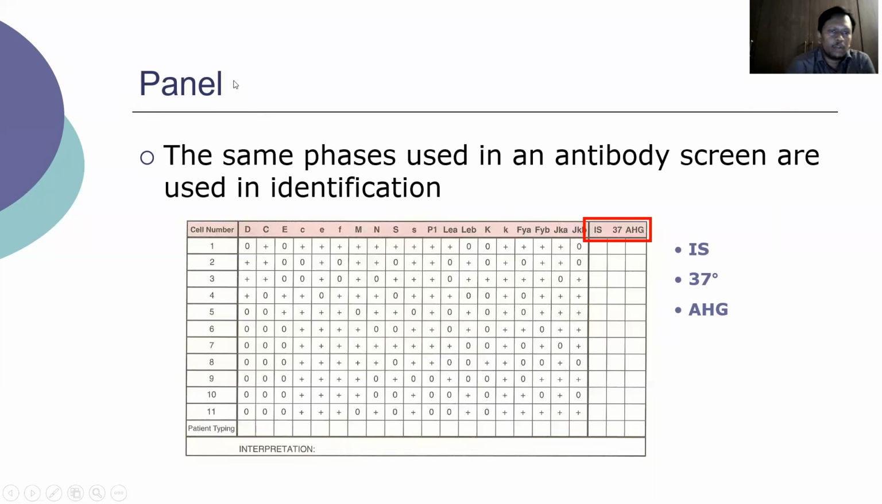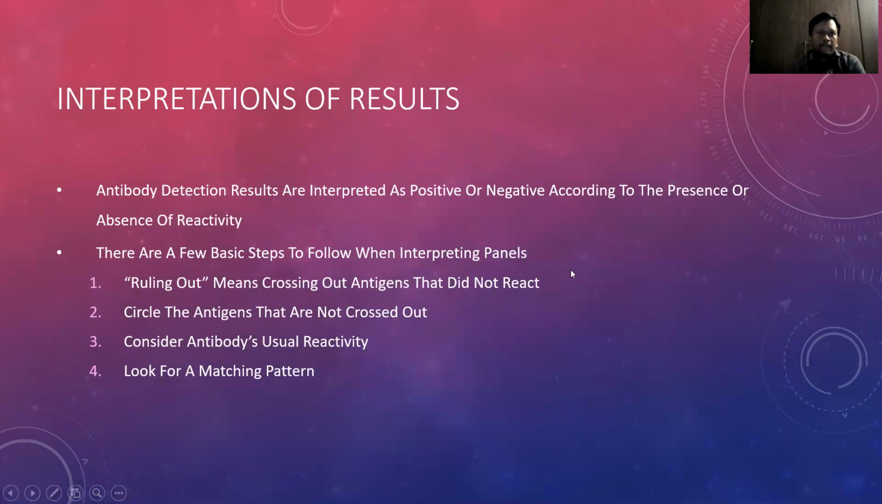So this is the panel we normally use, an 11-cell panel, in which we use 3 different phases. This is very important: immediate spin phase, a 37-degree phase, and AHG phase. So why do we use these 3 different phases? Because each antibody can act more commonly at one particular phase, which helps to distinguish between the antibodies and to find whether it is clinically significant or not.